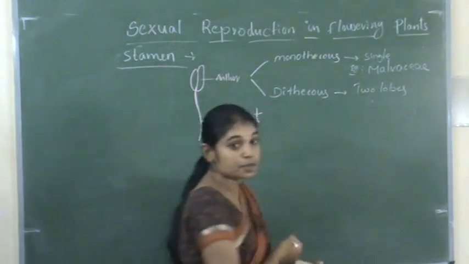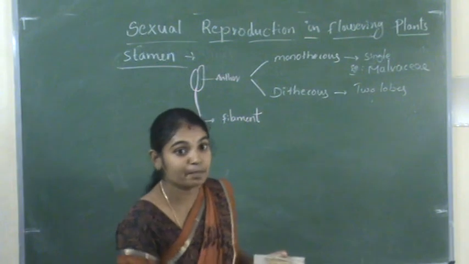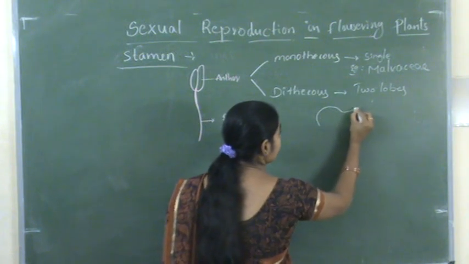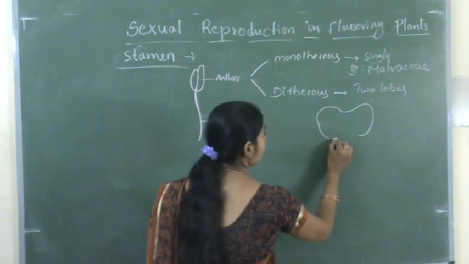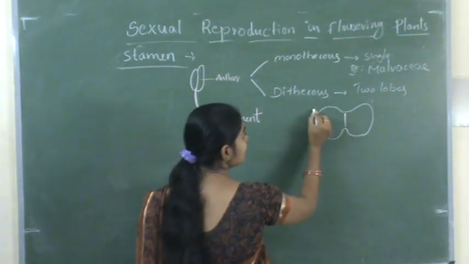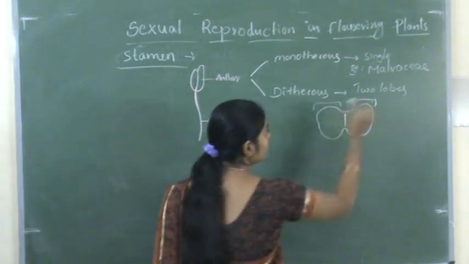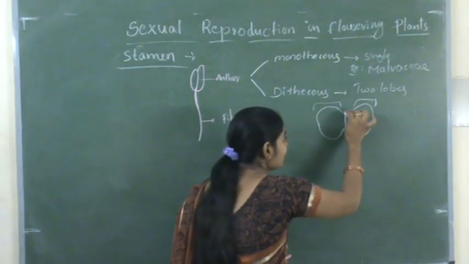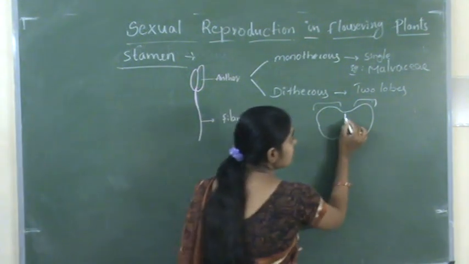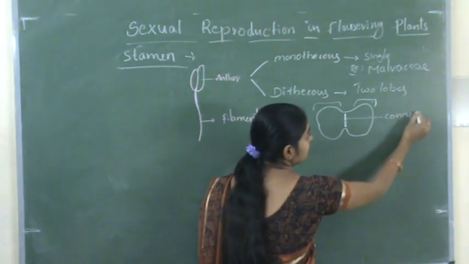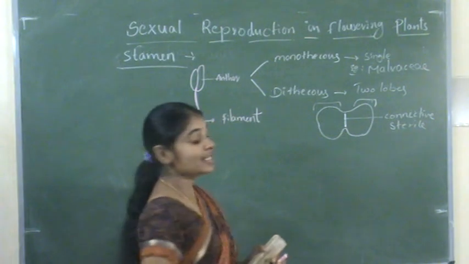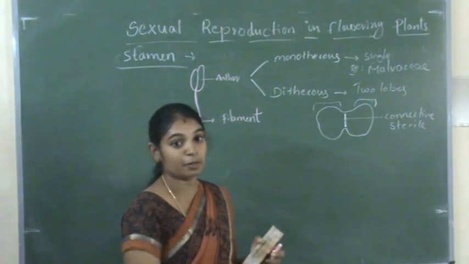So having two lobes, each lobe is connected by a connective tissue. See, I will draw a rough diagram here. This is one lobe and this is another lobe. Between these two lobes there is a sterile connective tissue. We call it sterile because it is not involved in the reproduction process.